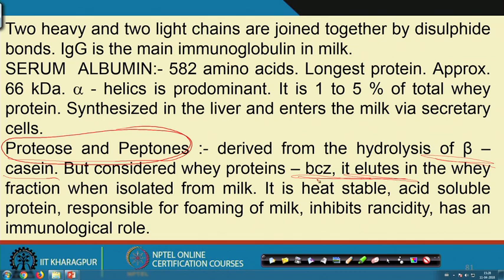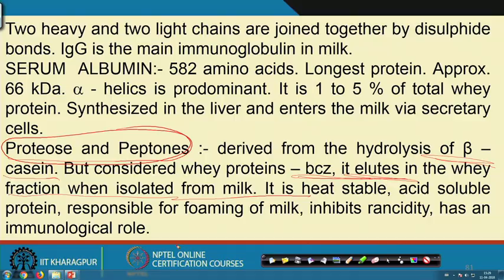Because it elutes in the whey fraction when isolated from milk, right? So elutes means extracted. Extracted from some adsorbed things come out, so they are called elute, right? So it elutes in the whey fraction when isolated from milk.